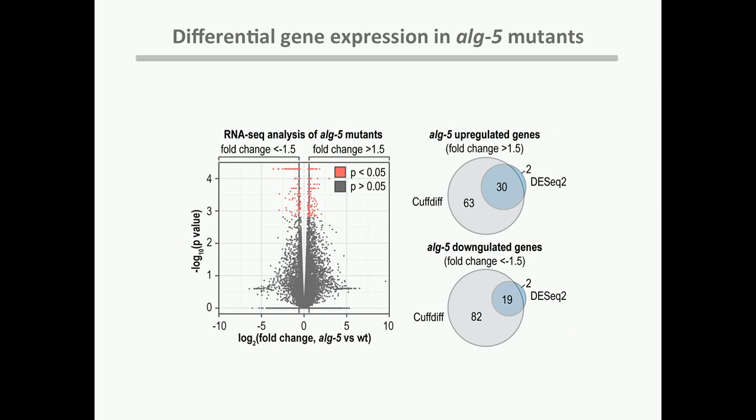Now, Argonauts affect gene expression. What is the role of ALG-5 in regulating gene expression? To test this, we did RNA-seq of wild type and ALG-5 mutant animals. And we analyzed the data using 2 common differential gene expression analysis methods, Cuff-diff and DESeq. And the methods were largely in agreement with one another. However, by Cuff-diff, we identified substantially more genes that were upregulated as well as downregulated in ALG-5.